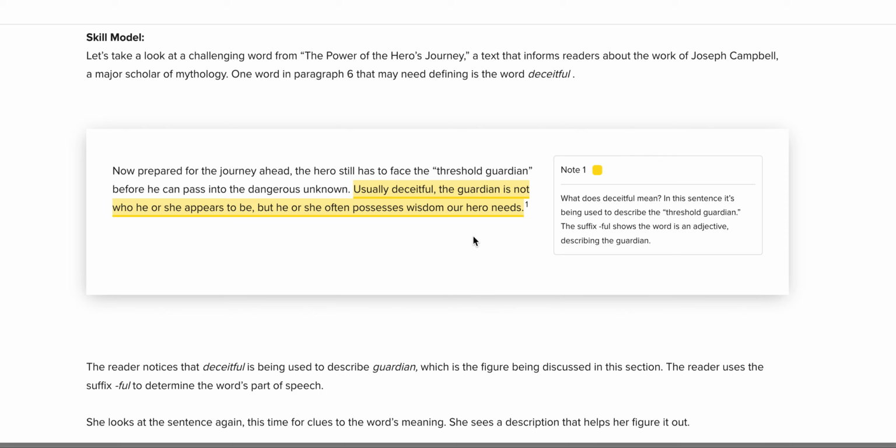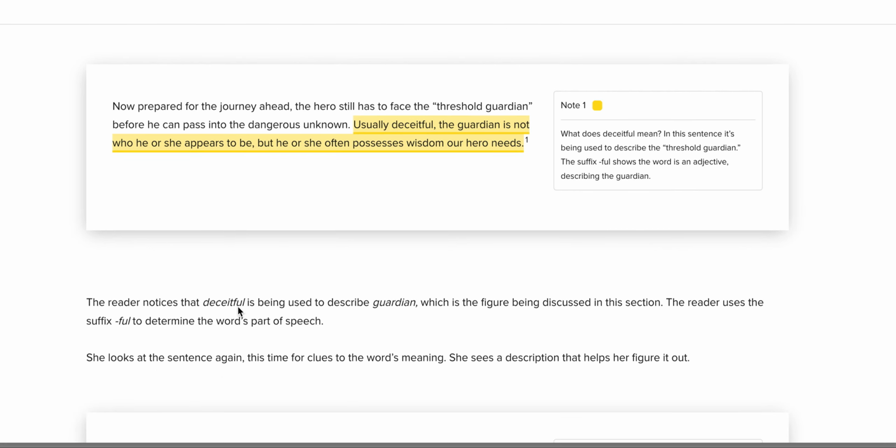That was a pretty smart move there to try to identify the type of word that it is, or the part of speech. And we know that when you have the suffix ful, then usually that means that it's a word that's going to describe something or someone, in which case that would be considered an adjective, because adjectives describe nouns. All right, so the reader notices that deceitful is being used to describe guardian, which is the figure being discussed in this section. The reader uses the suffix full to determine the word's part of speech.